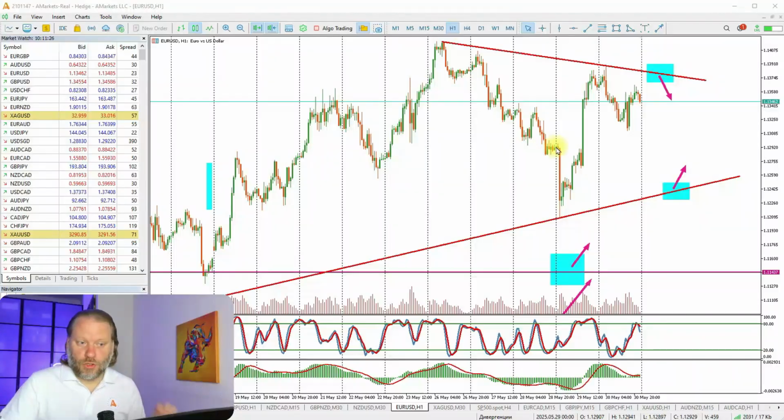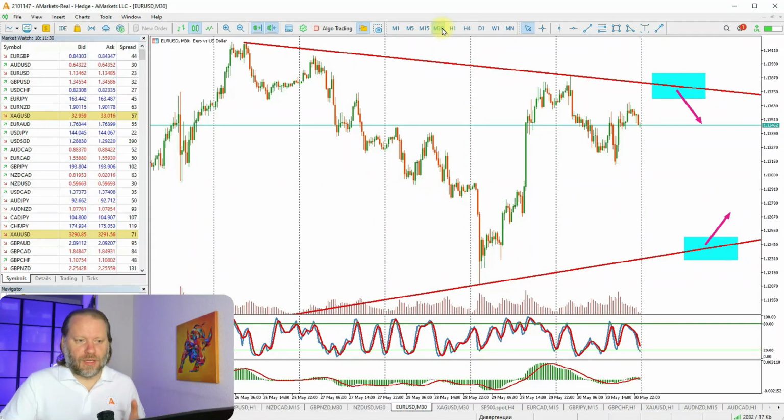Let's take a closer look at the euro dollar and look for other entry points based on other instruments. In general, MetaTrader has a lot of different tools and indicators.